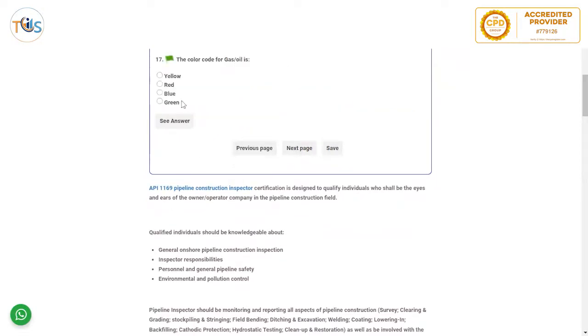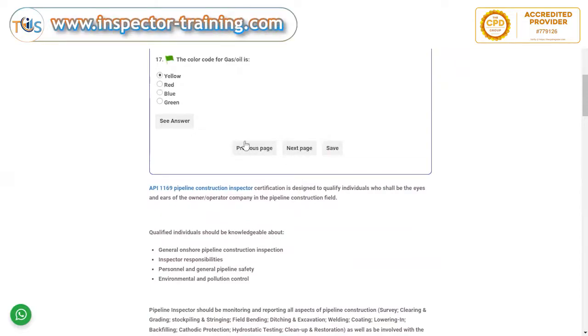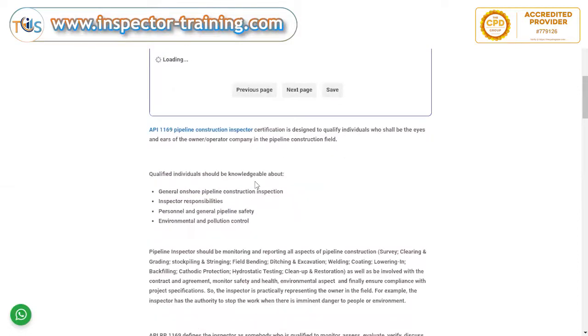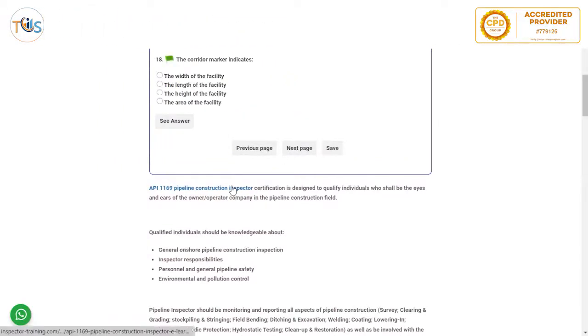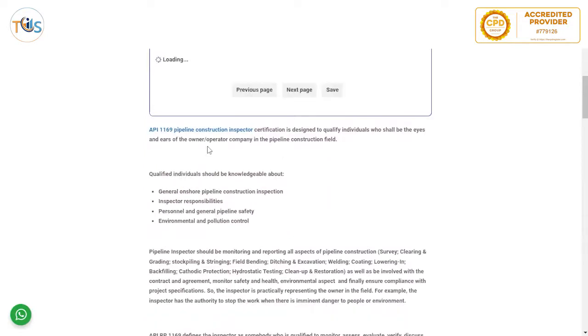The color code of gas and oil is yellow. Unfortunately, you have to remember this for telecom, gas, oil, water, etc. And the corridor marker indicates the width of the facility, not the length, the height of the facility, or the area. So obviously the answer is the width of the facility.